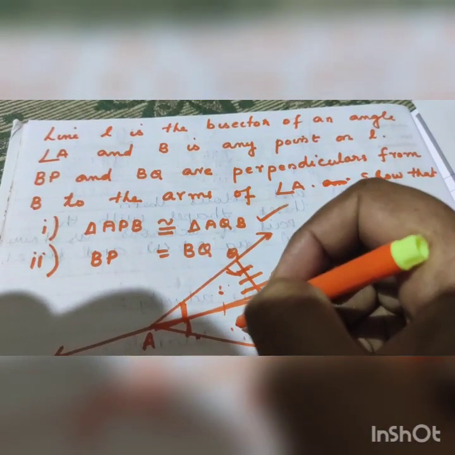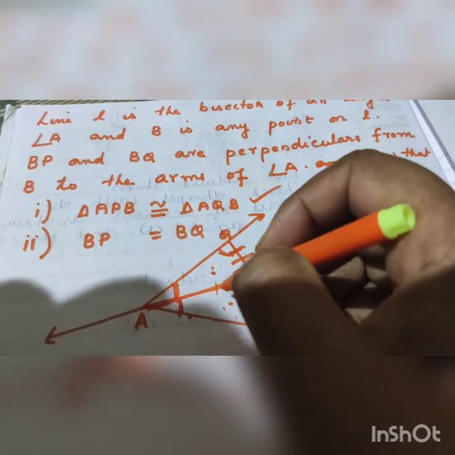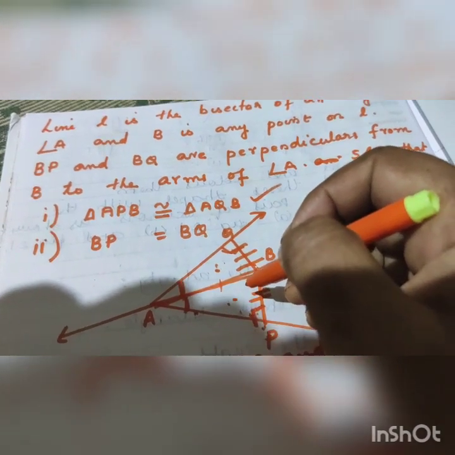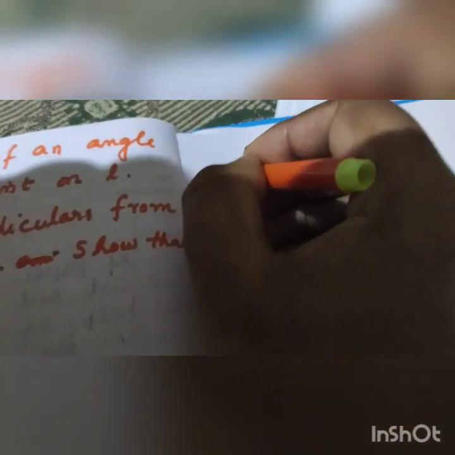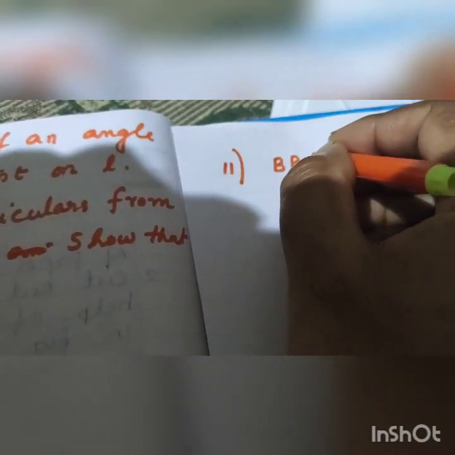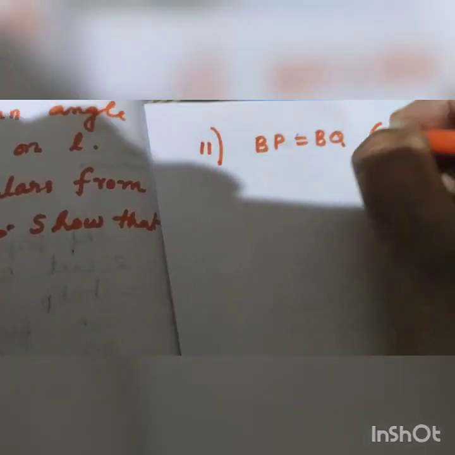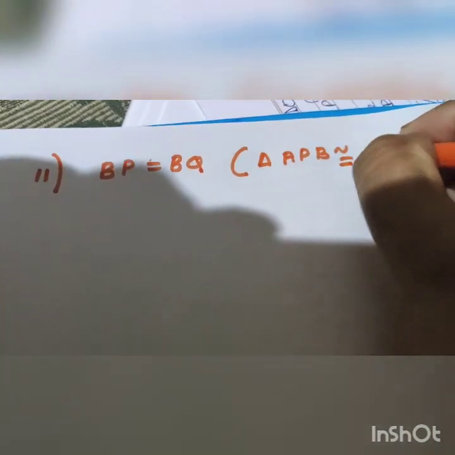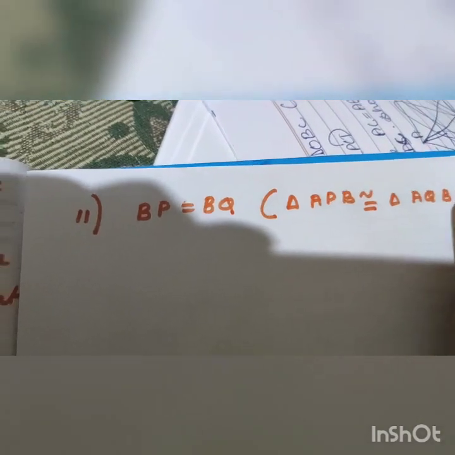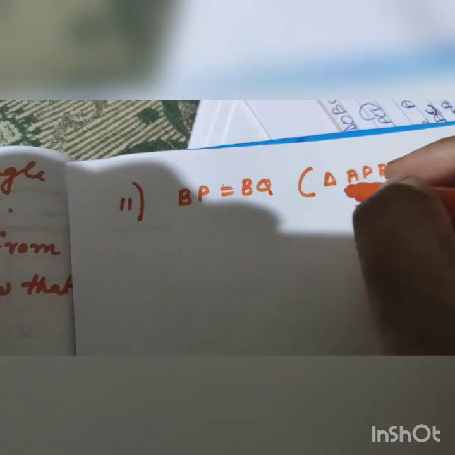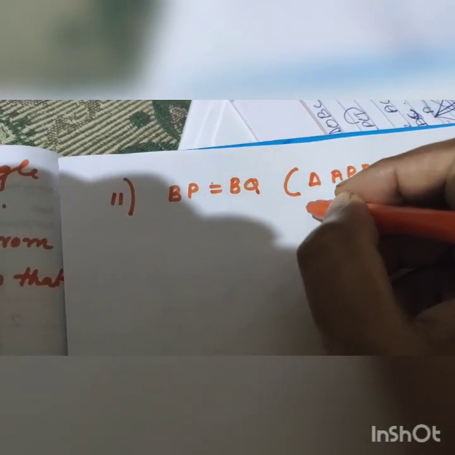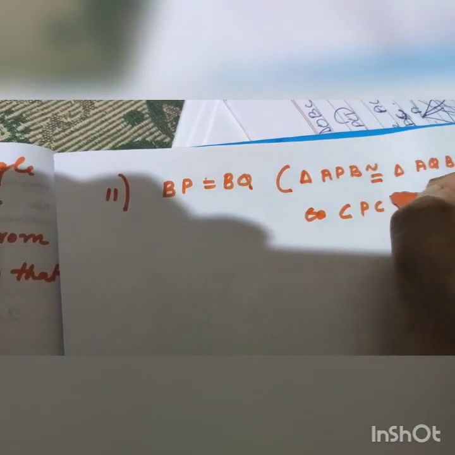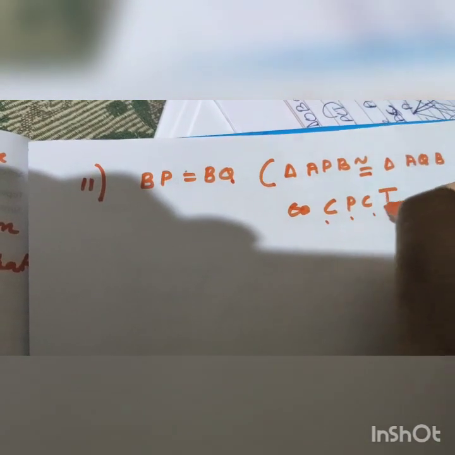Since these two triangles are congruent, APB congruent to AQB, other parts of these two triangles will be equal. Now what we can say about this? Second question, we can say that BP is equal to BQ. The reason is triangle APB congruent to triangle AQB and these two sides are corresponding parts of congruent triangle. Therefore, they are equal. Corresponding parts of congruent triangle, in short, we can write CPCT.